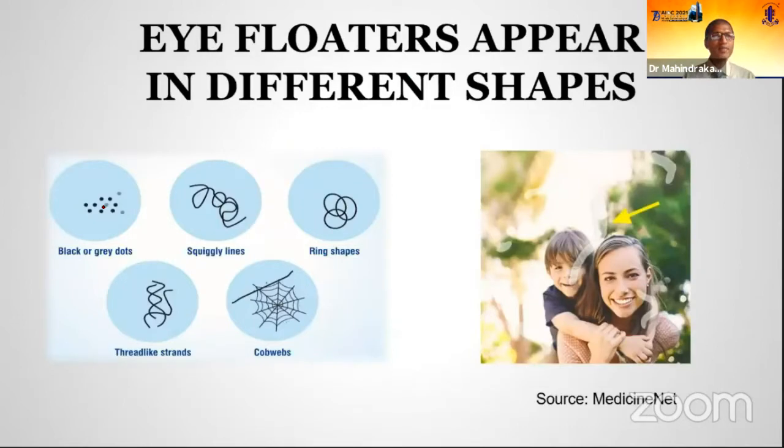So the floaters can be seen in different forms. It can be sometimes dots, it can be squiggly lines, it can be ring shapes, there can be thread-like strands, or there can be cobwebs. This is a picture wherein the patient is seeing how the floater looks like. We can see here.